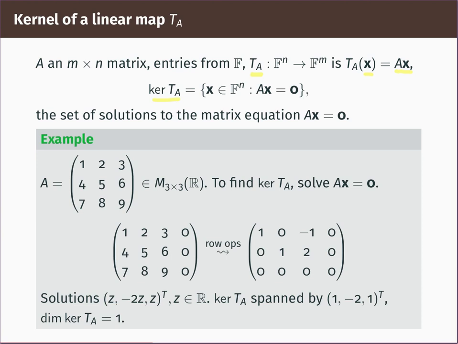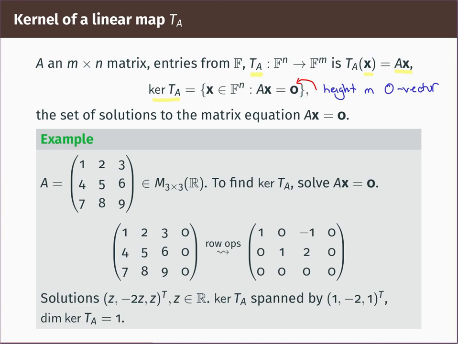So this 0 here is the 0 vector of height m. And of course that is a set of solutions to a matrix equation. The kernel is just the set of solutions to the matrix equation A times x equals 0. So let's look at an example of finding a kernel then. We can use all the methods that we learned in the section of this module on matrices for solving systems of linear equations and put them to work finding kernels for us.